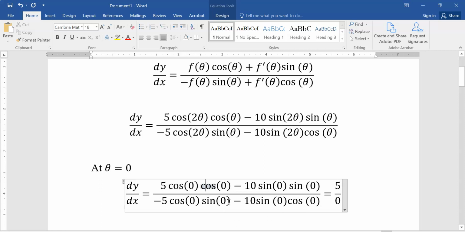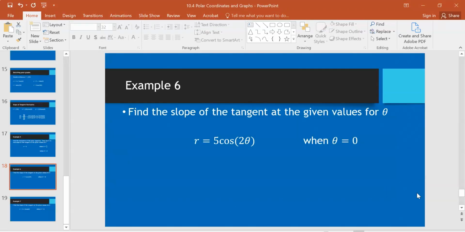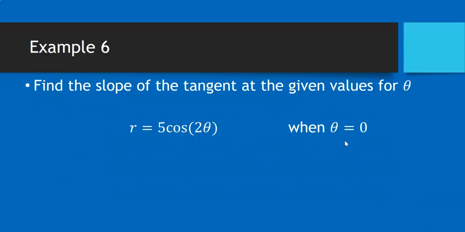In the denominator here, sine 0 gives me 0. That'll 0 that thing out. Another sine 0 will 0 this thing out. So you just end up with 0 in the denominator again. And once again, you end up with a vertical tangent line. This is undefined, obviously, so we're getting a vertical tangent line there at theta equals 0. So these things can get real complicated real quickly.